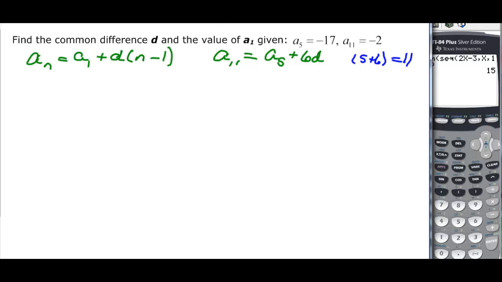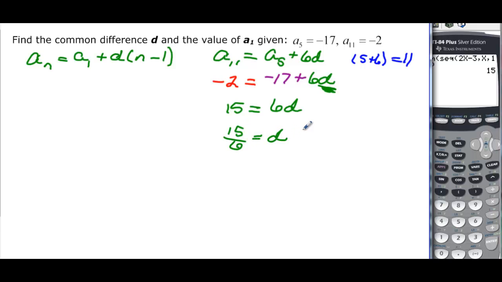Now let's plug and chug what we know. A sub 11 is negative 2. A sub 5 is negative 17 plus 6d. And we're trying to solve for d. Add 17 to this side and you're going to have 15 is equal to 6d. And dividing by 6, we have 15 divided by 6, but we can reduce that, which will make the next part easier. So if I reduce that, they're both divisible by 3, so d is 5 over 2.